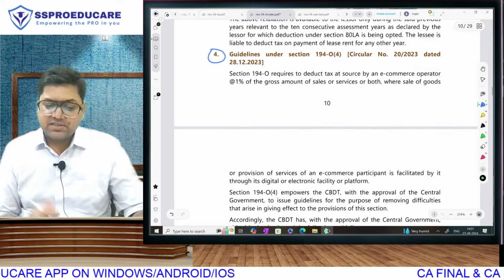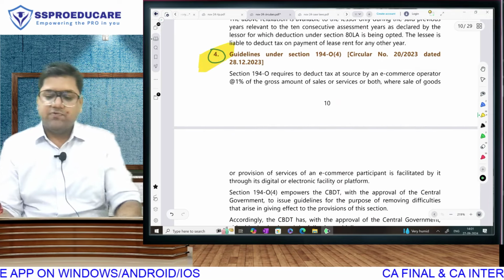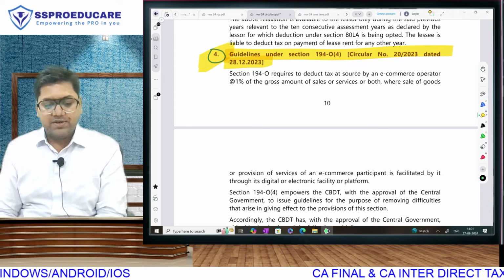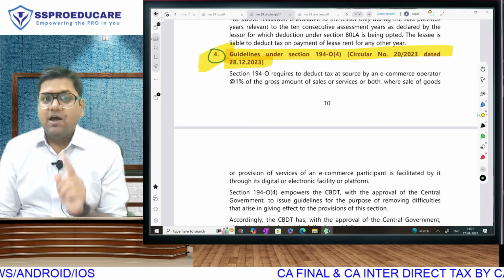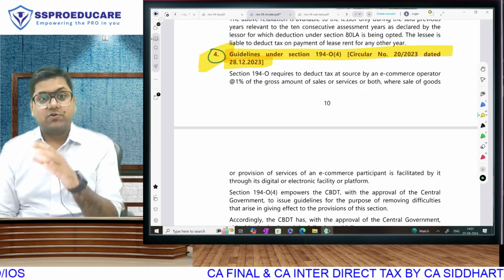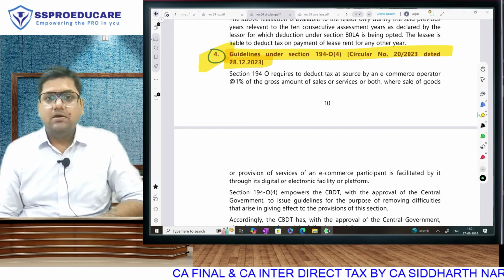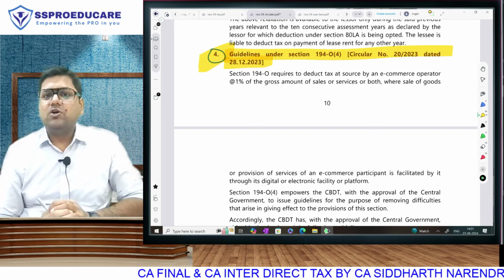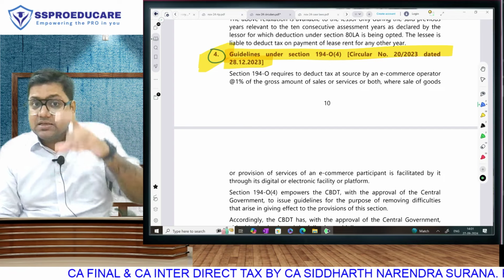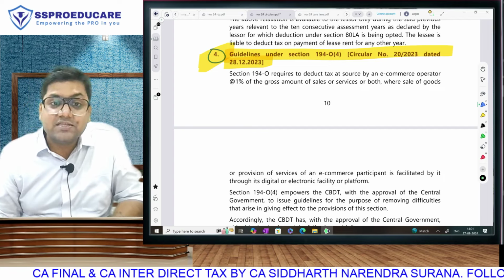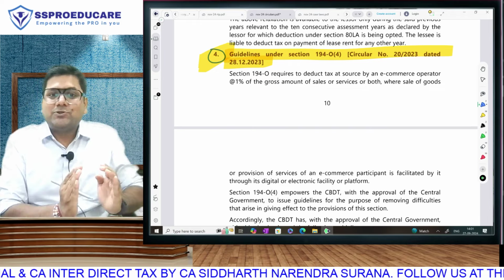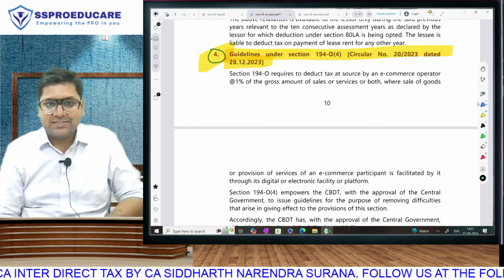The next circular which is relevant for your exam is circular number 4, which has come on 194O, that is TDS on e-commerce operations. We are aware that under e-commerce 1% TDS is going to be applicable under 194O for resident e-commerce transactions. Of course, we are aware non-residents are covered under equalization levy. So with respect to this e-commerce, there are a few clarifications that have been introduced in this circular, and on this circular there is one full-fledged case study based MCQ in our RTP. So did I not tell you that first we are doing circulars and case laws so that we can solve the questions from the RTP.